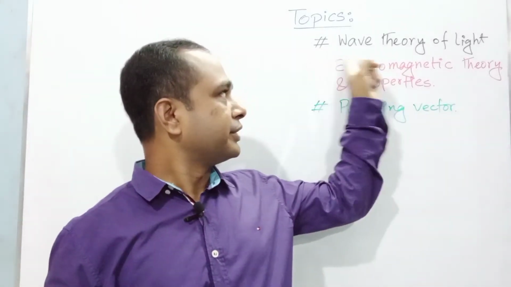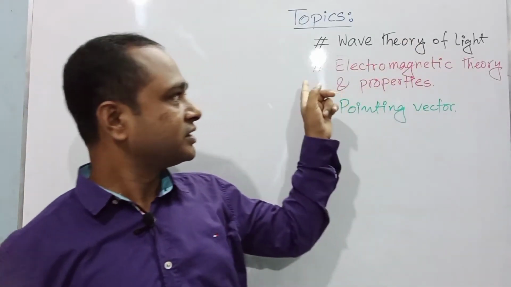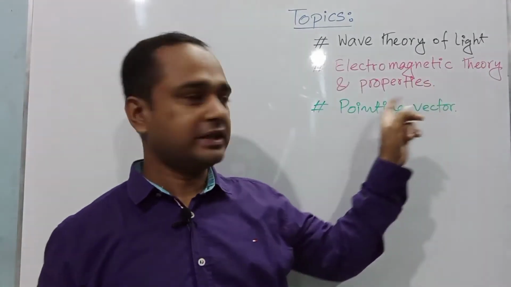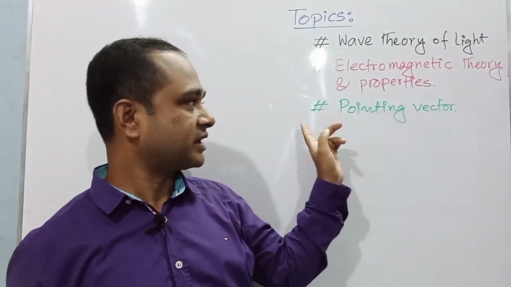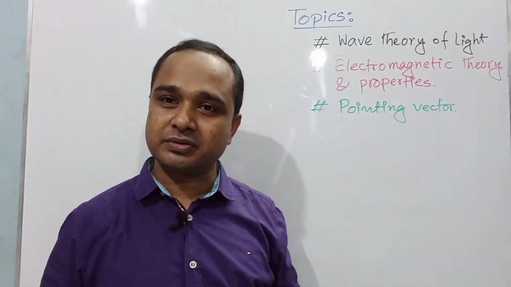Dear students, today we are going to discuss some important topics from our 7th chapter of physics second paper, that is the chapter of physical optics. Our topics are wave theory of light, electromagnetic wave theory and its properties, and Poynting vector.